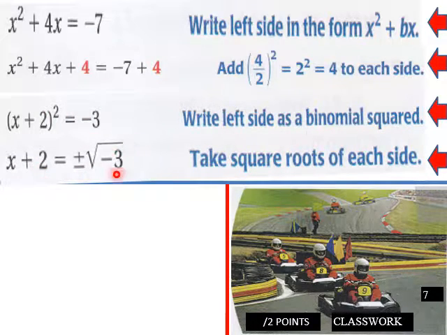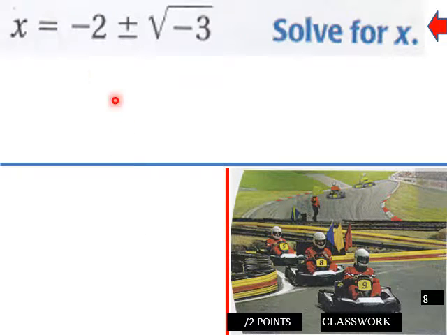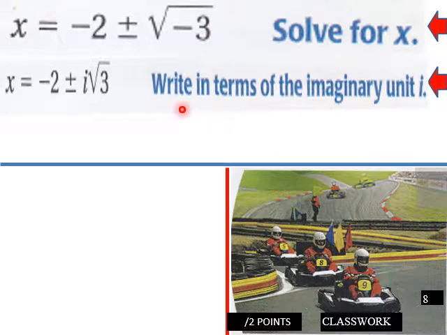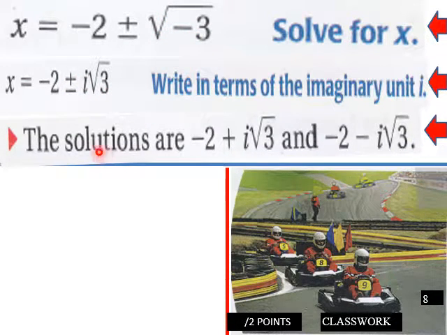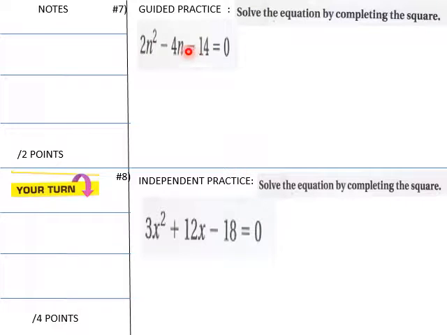Only thing is we have to imagine here. What in the world are we going to do with that? So we have negative 2 plus or minus radical negative 3. So we pull out our negative 1, and then this becomes negative 2 plus or minus i times radical 3. Solutions are negative 2 plus i radical 3 or negative 2 minus i radical 3.